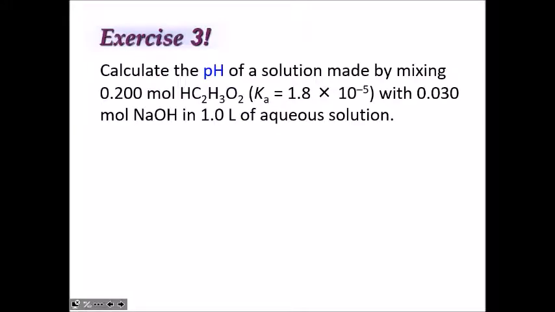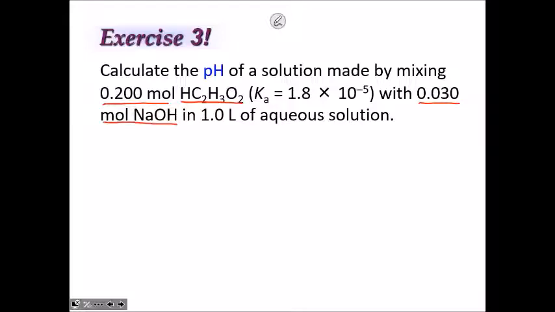All right, let's look at this one. Exercise 3: calculate the pH of a solution made by mixing 0.2 mole of acetic acid and 0.030 mole of sodium hydroxide in 1 liter aqueous solution. So here, as you can see, once again, you should be looking at the numbers you're given. So we have 0.2 mole of our acetic acid, 0.030 mole of the hydroxide.